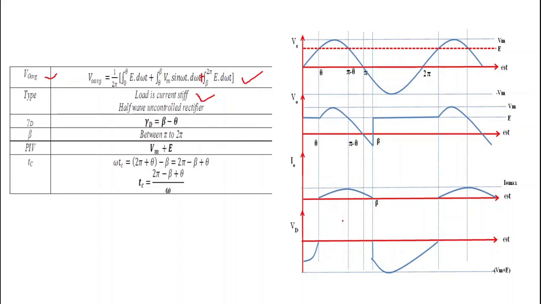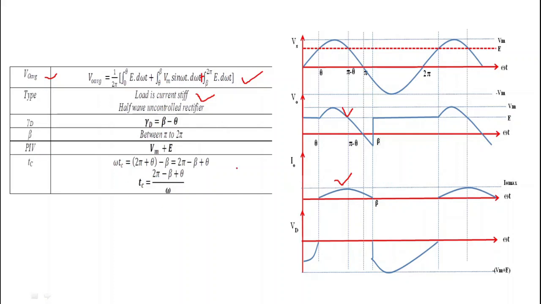Why is this current step? Because the voltage and current waveforms are not similar. So that's why it is a current step load, or simply all the RL type loads or RLE type loads are current step.